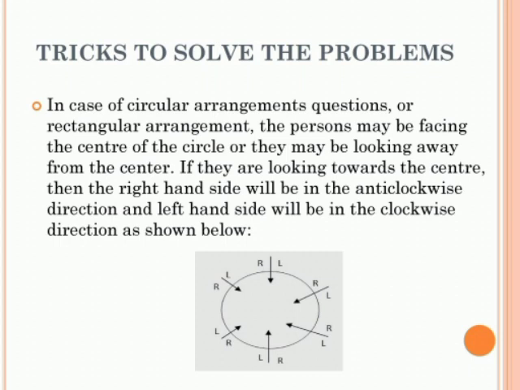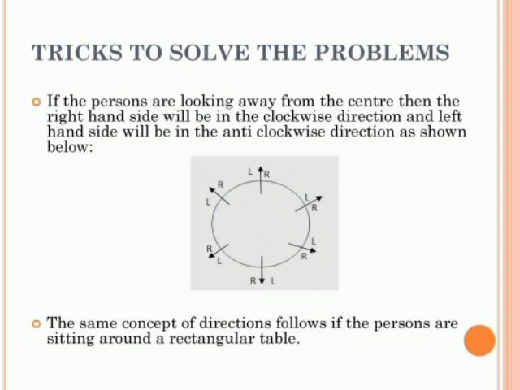Now, if the persons are looking away from the center, then the right hand side will be in the clockwise direction and the left hand side will be in the anti-clockwise direction. You can see in the figure. The same concept of direction follows if the persons are sitting around a rectangular table, because rectangular and circular arrangements are one and the same. The only thing is the shape of the table is changed. Otherwise, the questions are solved in a similar manner.